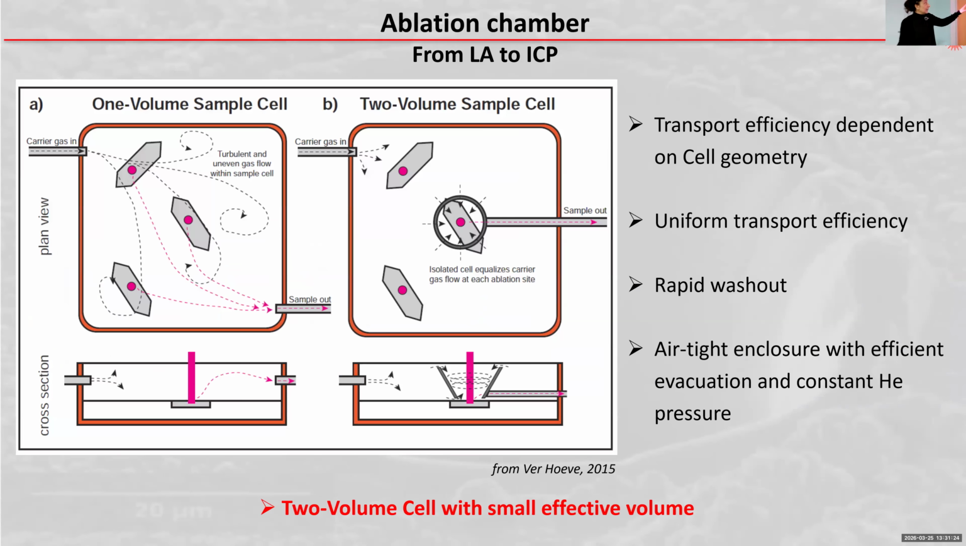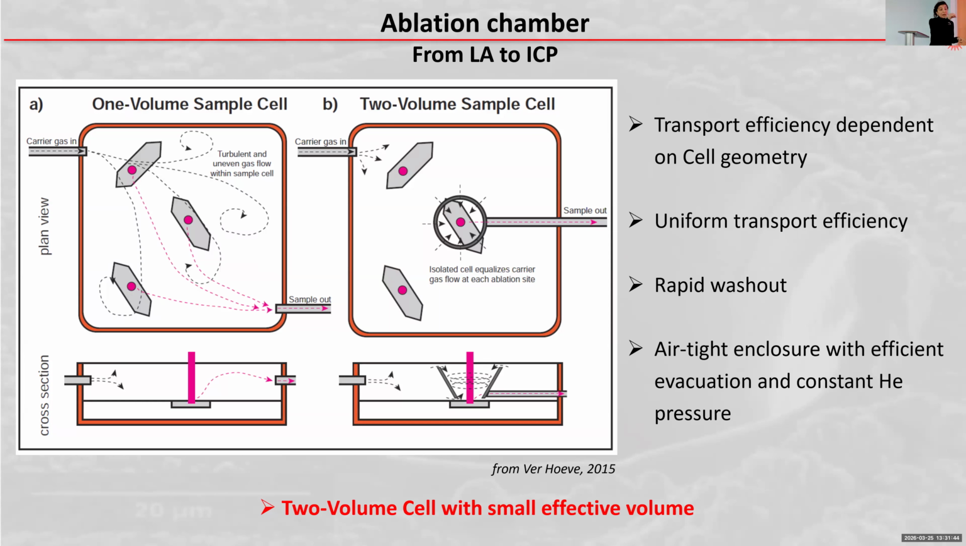And then there is the cell design. The laser ablation cell design was for a long time a limiting factor until the design of a so-called two-volume cell. So in a classic cell, in the first cell, it's a very square cell, so you can put your samples in, flush it with your carrier gas.